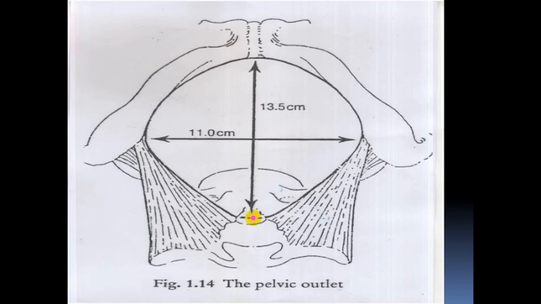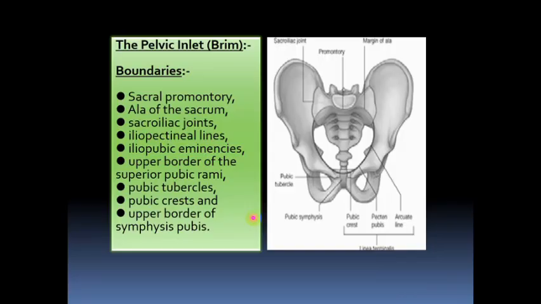The most important part is the pelvic inlet or the pelvic brim, which is very important. Why? Because the pelvic brim or the pelvic inlet is the part through which the presenting part passes. When the largest transverse diameter of the presenting part has passed through the pelvic brim, we consider the presenting part to be engaged.